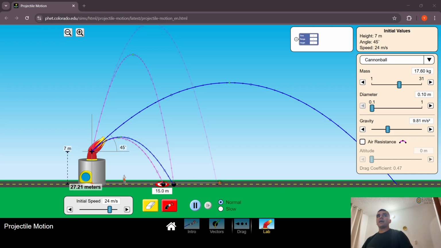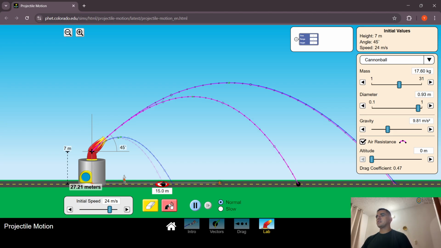However, when I activate air resistance, as I showed you, the results change notably. So once again, if I put the air resistance with the same conditions and I shoot it, the distance is going to be reduced. And it is reduced even more when I increase just the diameter. I don't need to increase the mass because that would probably be because of the weight. But in this case, it's just the diameter and the resistance with the air.